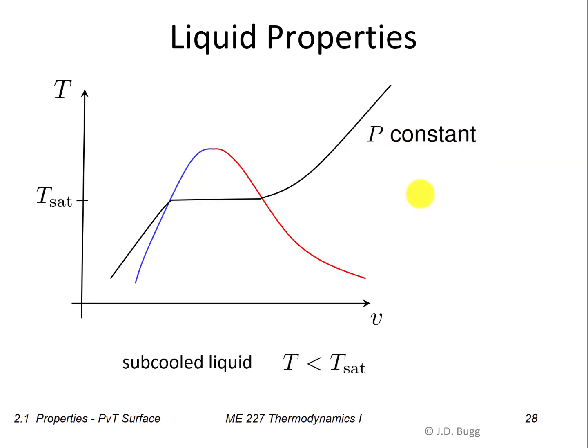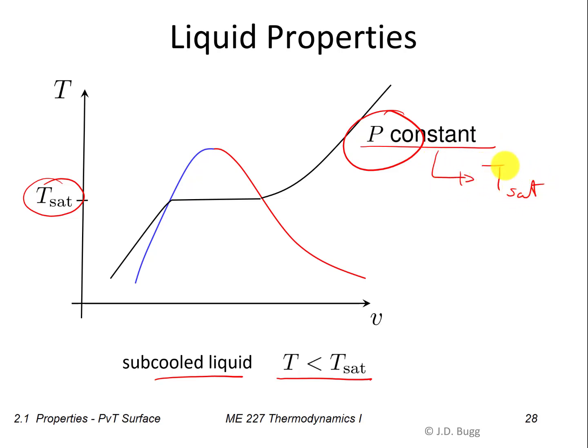Now, if we're at any temperature lower than this, so if our actual temperature is less than the saturation temperature, then we have what is called a subcooled liquid. So if I give you a pressure and a temperature, you take this pressure and you look up the value of Tsat from the appropriate table, and that will tell you what this number is.